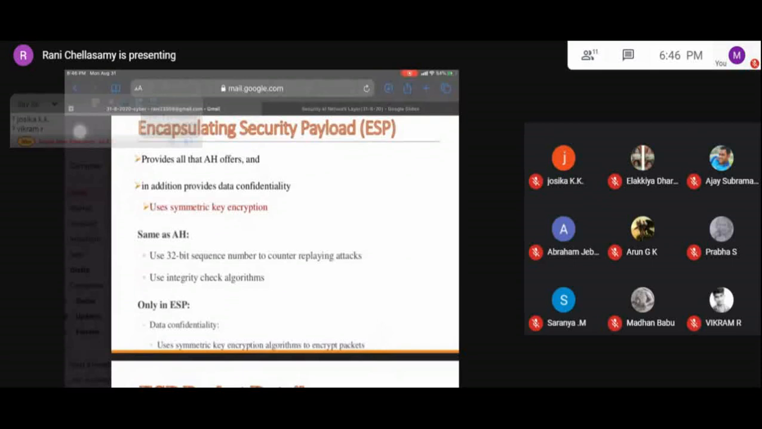And the ESP is similar to the authentication header, and it uses the 32-bit sequence number to counter replay attacks, and it also uses integrity check algorithms. So only ESP specifically provides data confidentiality, that is, it uses symmetric key encryption algorithms to encrypt the packets. That's the main thing to be noted for ESP. Coming on to the next, we'll see the packet details.